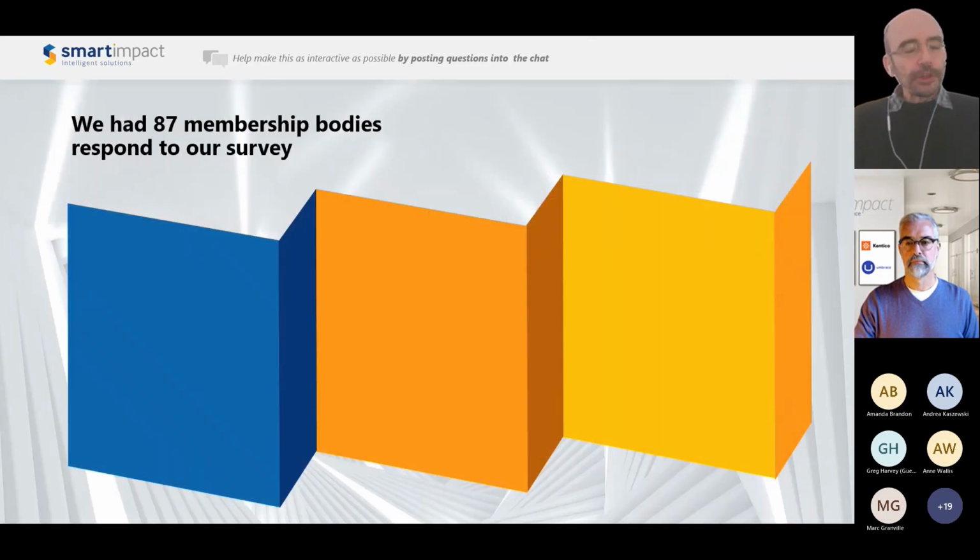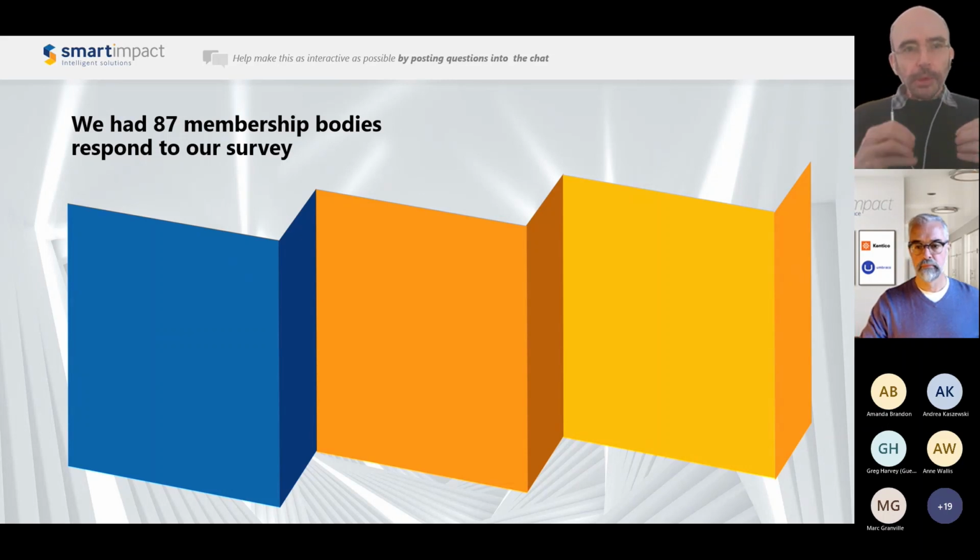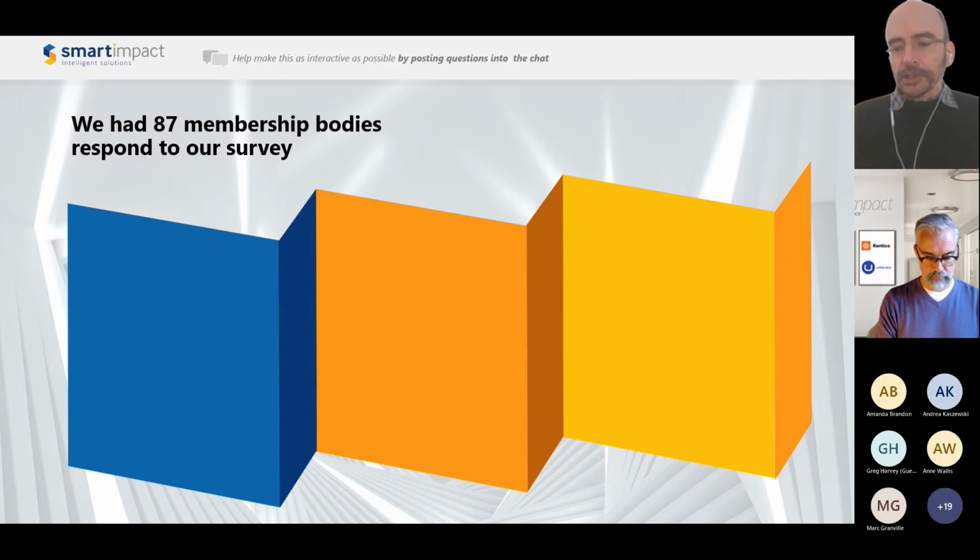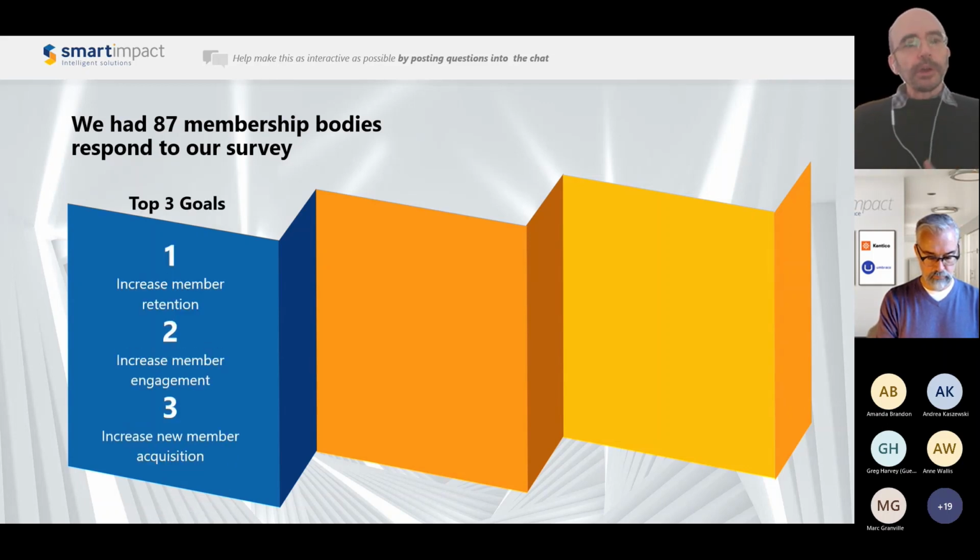So we've done a survey, and we had 87 membership bodies that responded to the survey. We were asking them about their goals and how it fitted into member engagement, retention and recruitment. So first of all, the top 3 goals have been the same goals actually for the last 30 years of working in the sector.